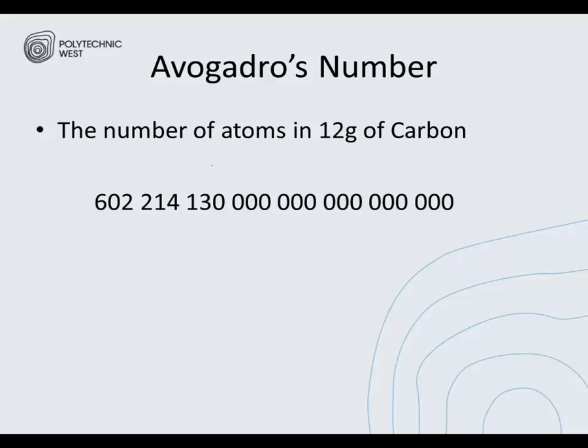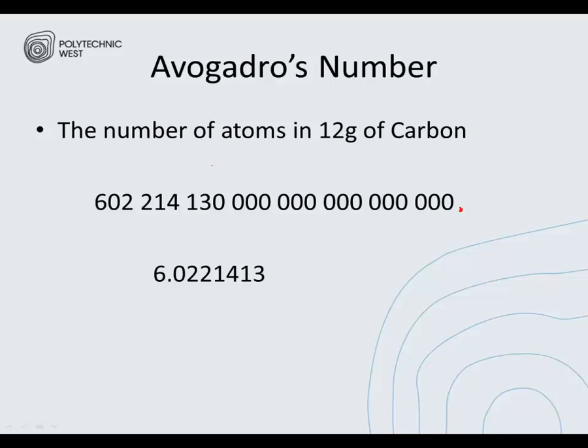Okay, let's have another example. Big number, Avogadro's number. That's the number of atoms in 12 grams of carbon. And there it is for you. There is a lot of atoms in 12 grams of carbon. So, we rewrite it with the decimal point just to the right of the first digit. So that gives us the 6.02214113.